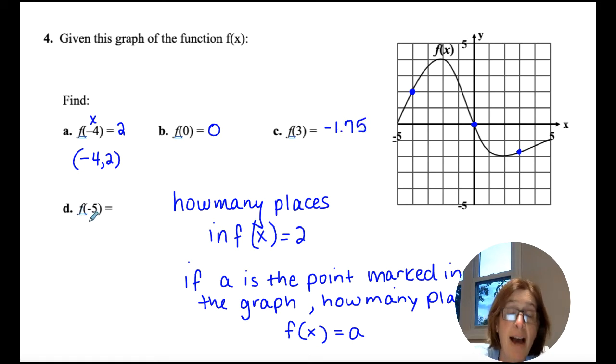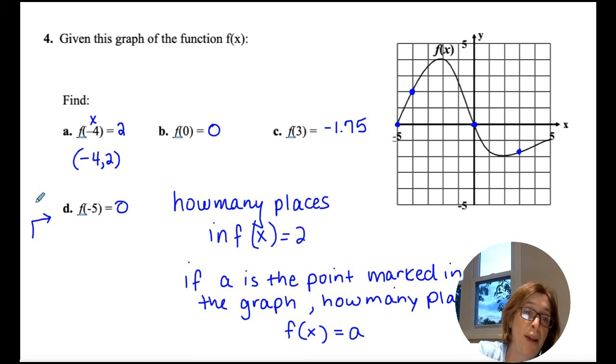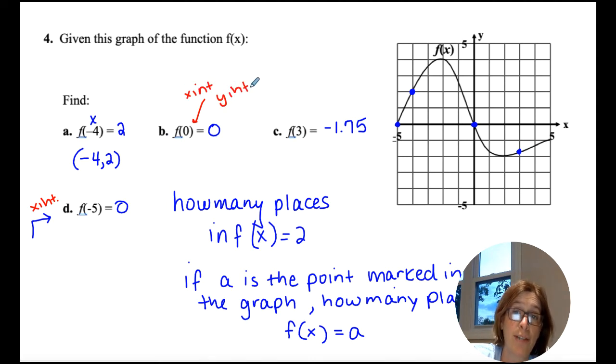F at -5. All right, so I'm going to the x of -5, and I can see that the y is 0. Paying close attention that that's the special point, the x-intercept. It's another x-intercept, as is this one. This is both the x-intercept and the y-intercept.